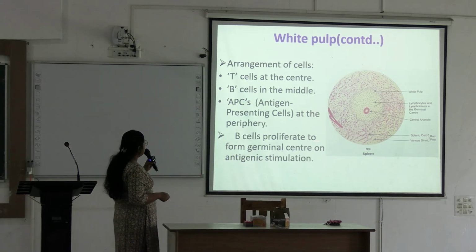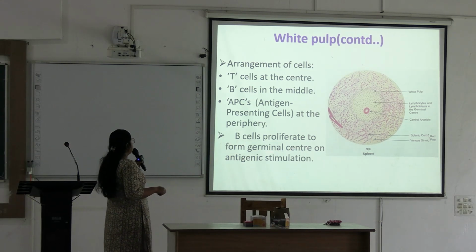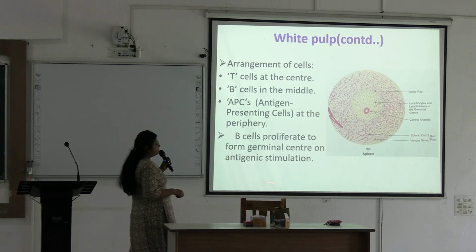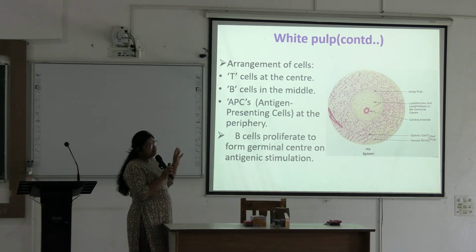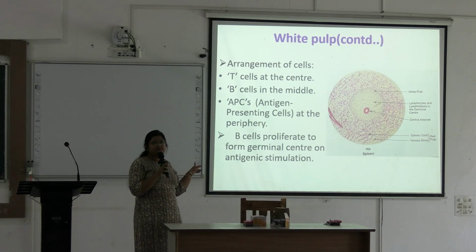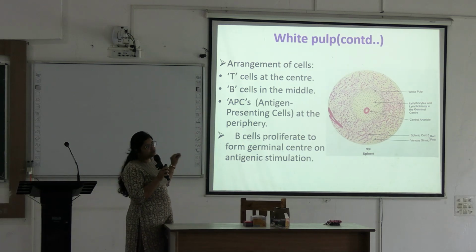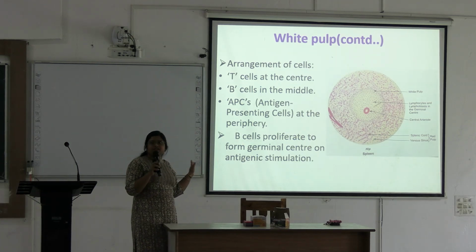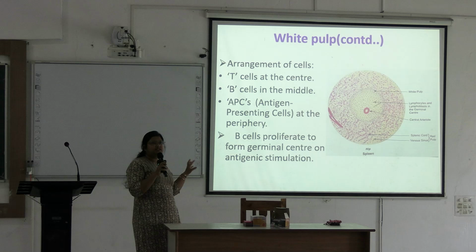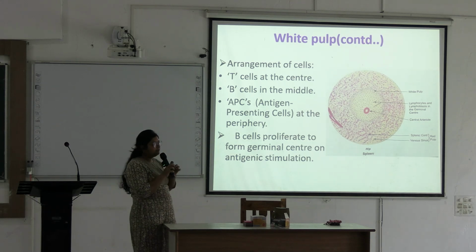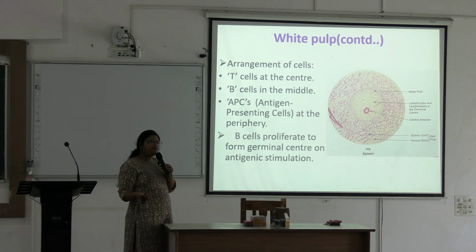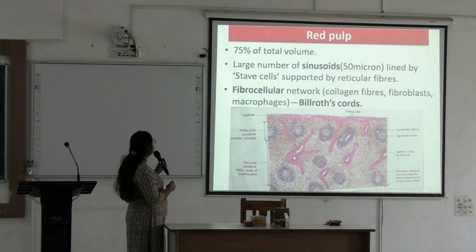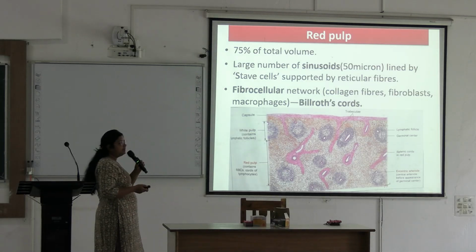And B cells proliferate to form the germinal center on antigenic stimulation. All the lymphatic follicles will not have the germinal center. Those follicles which are stimulated with antigen will contain the germinal center, okay? And they will produce antibodies. Next we are going to the red pulp.